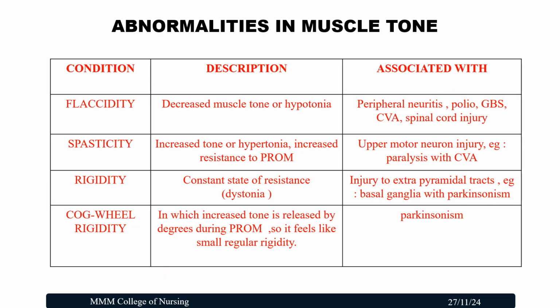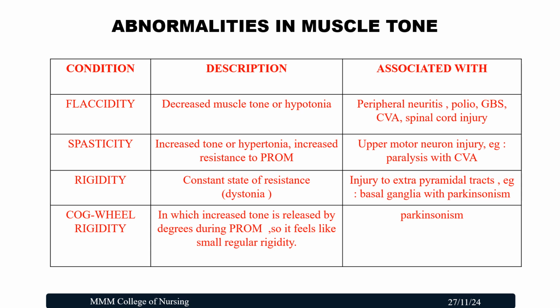To find abnormalities in muscle tone, for example, flaccidity means decreased muscle tone or hypotonia, which is associated with some peripheral neuropathies, polio, Guillain-Barré syndrome, cerebrovascular accident and spinal cord injury. The other condition, spasticity, means increased tone or hypertonia, with increased resistance to the ROM exercise, which is associated with upper motor neuron injury, for example paralysis with a cerebrovascular accident.